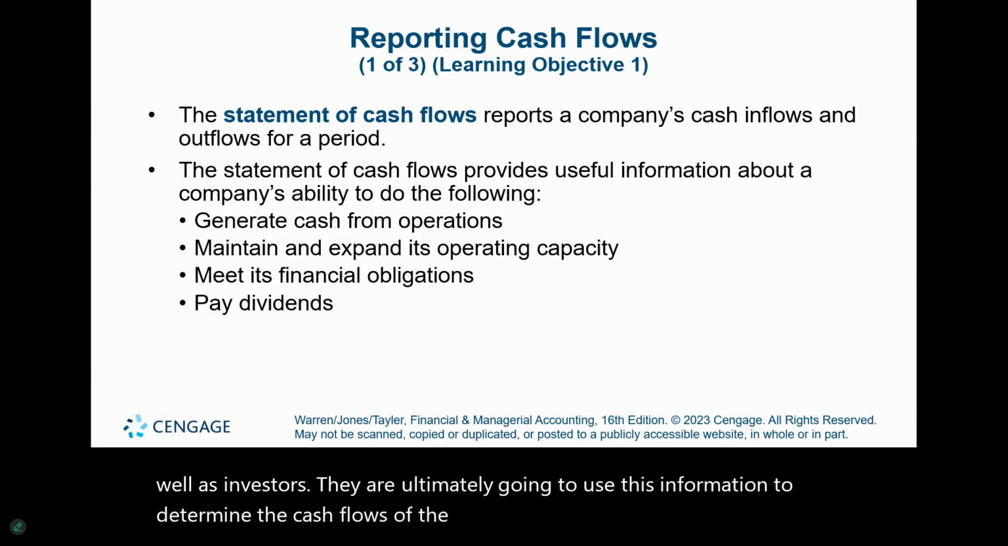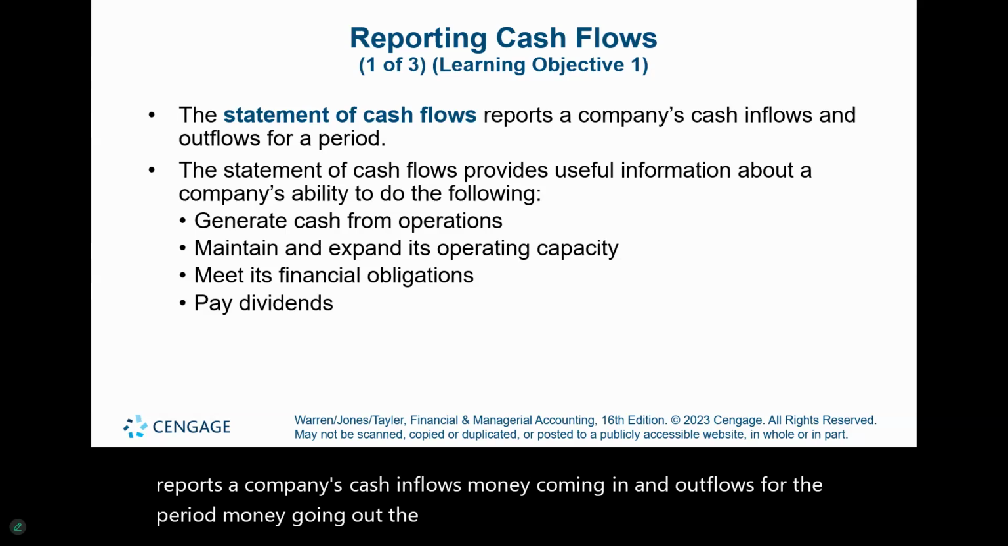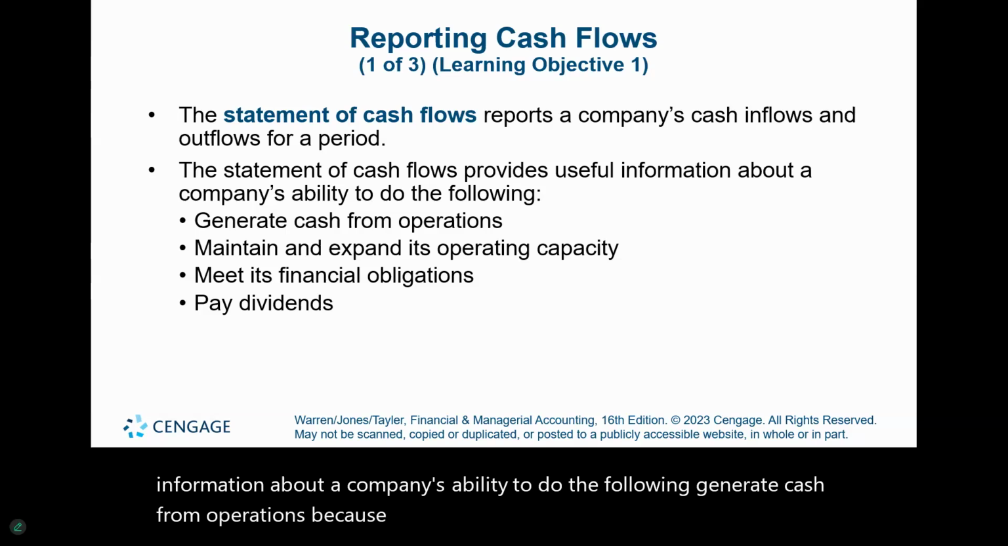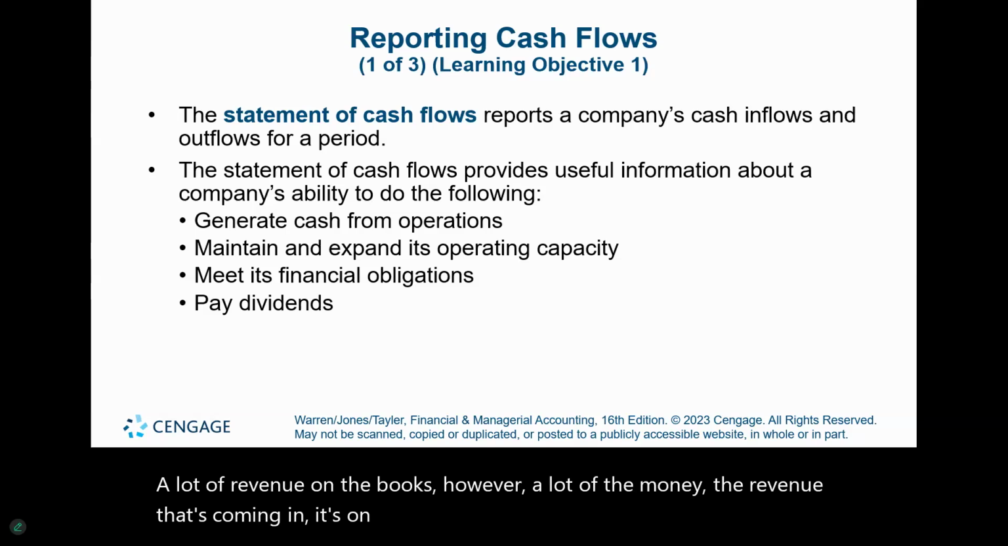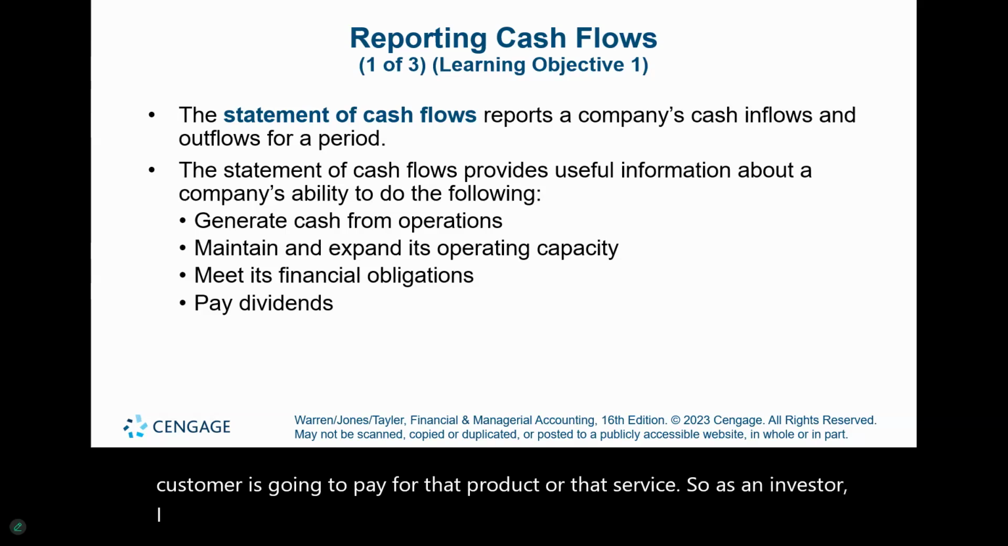So the statement of cash flows reports a company's cash inflows, money coming in, and outflows for the period, money going out. The statement of cash flows provides useful information about a company's ability to generate cash from operations, because imagine if a company has a lot of revenue on the books, however, a lot of the revenue that's coming in is on account, right? There's no guarantee that the customer is going to pay for that product or that service. So as an investor, I might say, hey, the company has a lot of revenue, but they don't have a lot of cash flow.